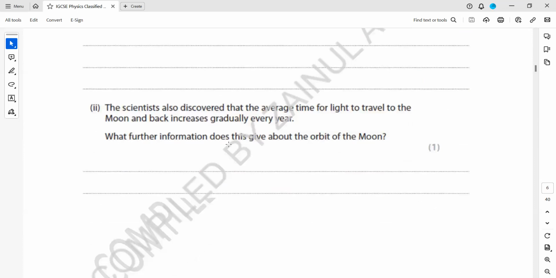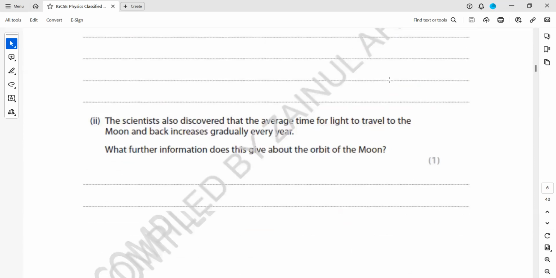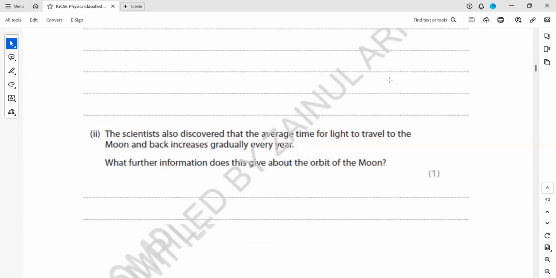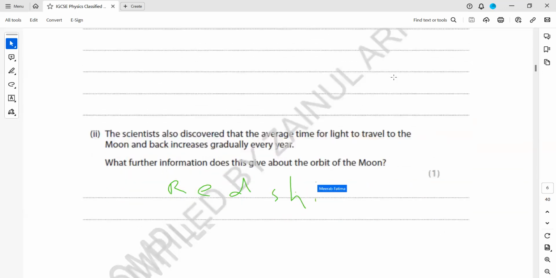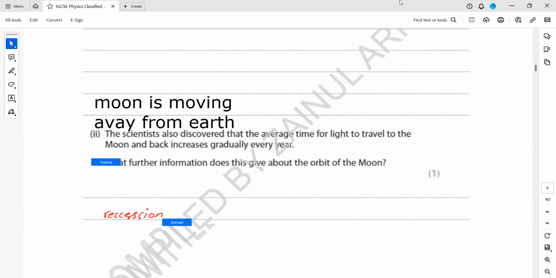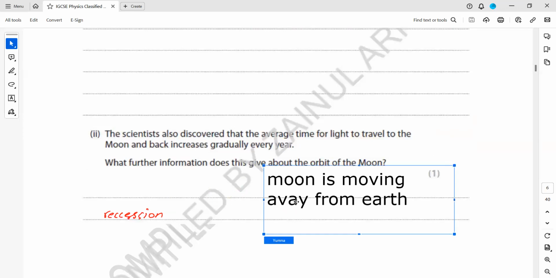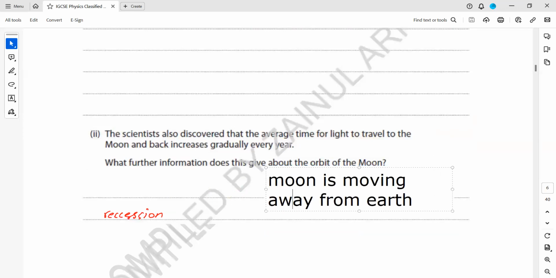Scientists also discovered that the average time for light to travel to the moon and back increases gradually every year. What further information does this give about the moon? Every year the distance increases. There will be a redshift, but what information does this give? It means the moon is moving away. That's right. The moon is moving away. There's a recession, or they can identify that by a redshift.